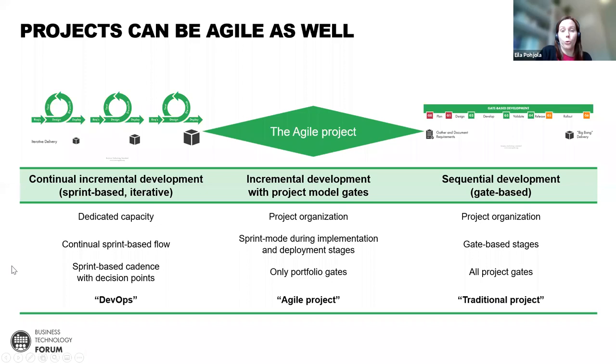There is also such a concept as an agile project. On the left-hand side, we have this continual incremental development, with dedicated capacity teams constantly churning out new releases and thus releasing value to your organization. And on the right side, you have that traditional gate-based sequential approach that releases something as a big bang towards the end. It has a project organization and exists for a certain period of time. Somewhere in between, there are different variations, and agile project is one of them.